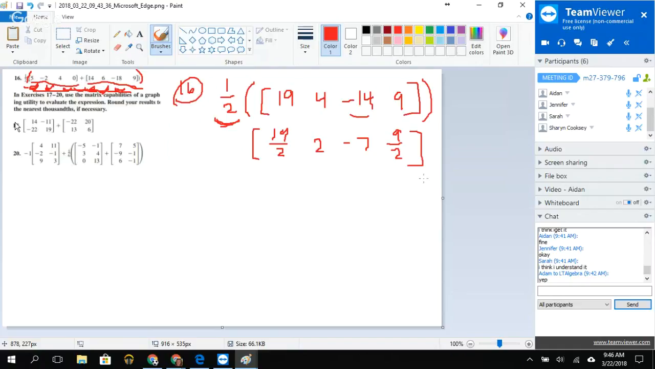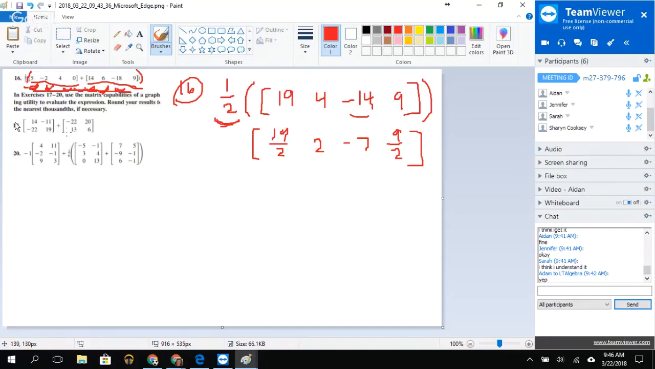All right. Then we get to, oh, never mind. Well, I didn't assign your homework for this, but I can show you anyway since we have a little bit of time. I was just looking because you have 1 through 17 and 21 through 23. So we skip over these, but it says to use the matrix capabilities of a graphing utility to evaluate the expression, round your results to the nearest thousandths if necessary.